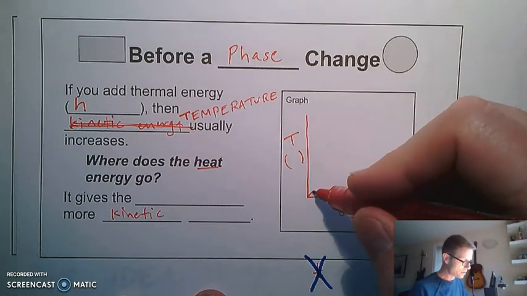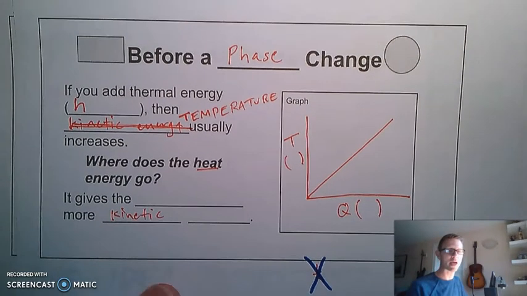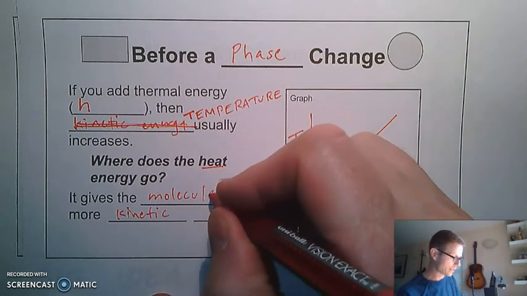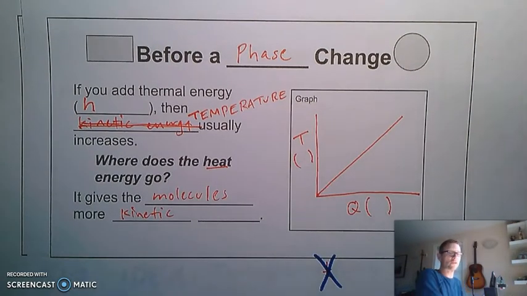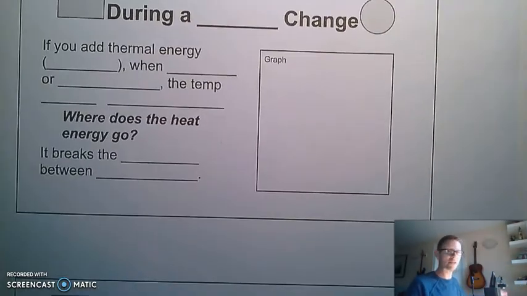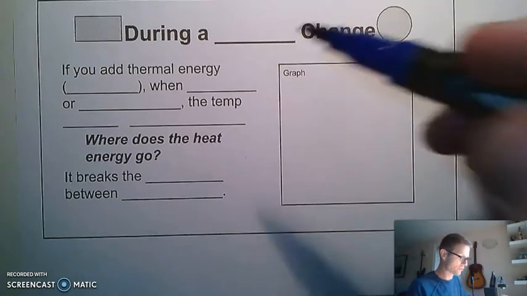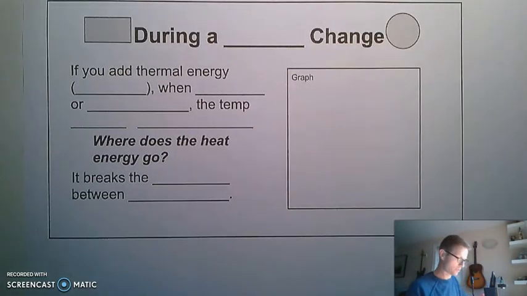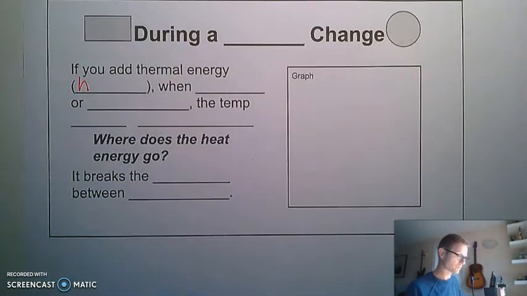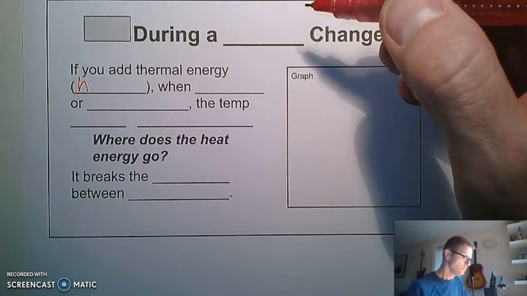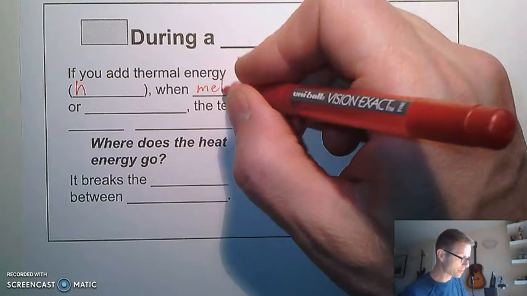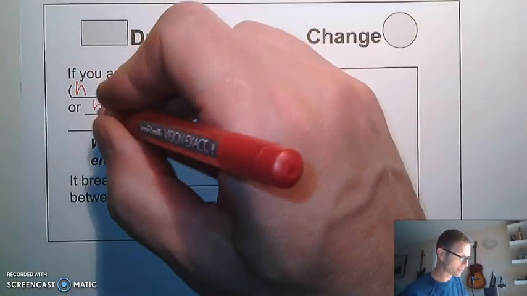What usually happens is the temperature just goes up. That's no surprise. You heat something and the temperature goes up. The molecules are getting kinetic energy. That's nothing controversial. I've been teaching you that. But now we're saying something else happens during a phase change. This word is phase change. If you add thermal energy, which is known as heat, when the object is melting or the object is boiling.